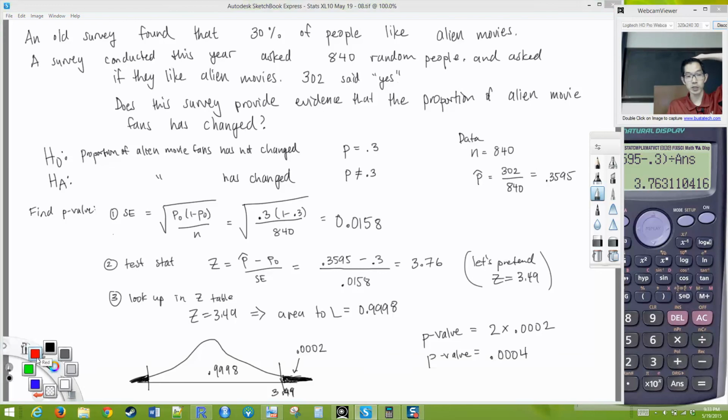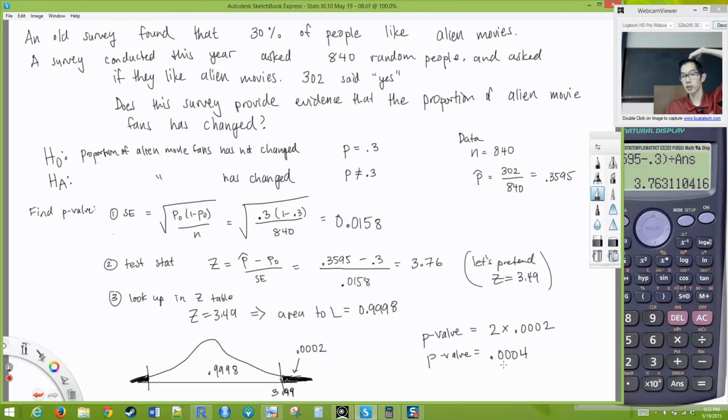Let's assume alpha is 0.05. What conclusion should I make? So is my p-value bigger or smaller than alpha? It's smaller than alpha, so we will reject what? The null hypothesis.